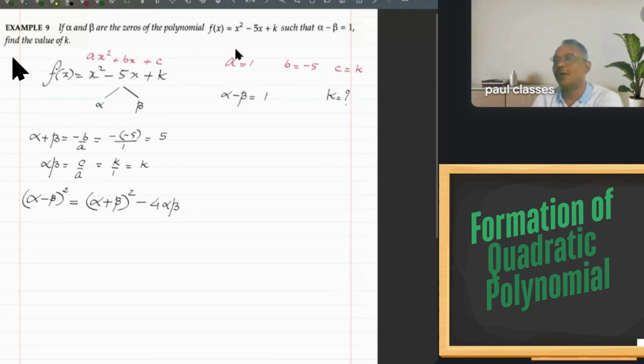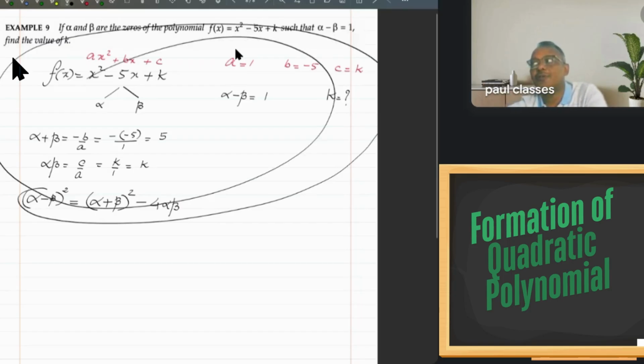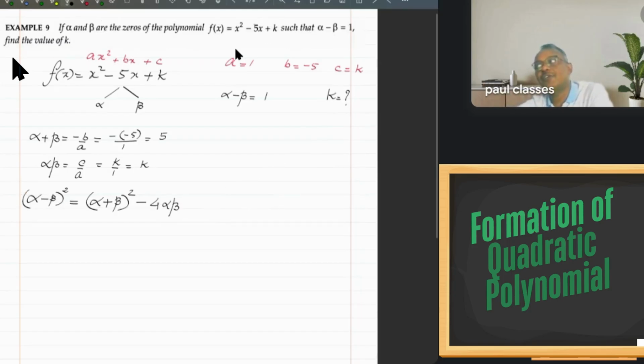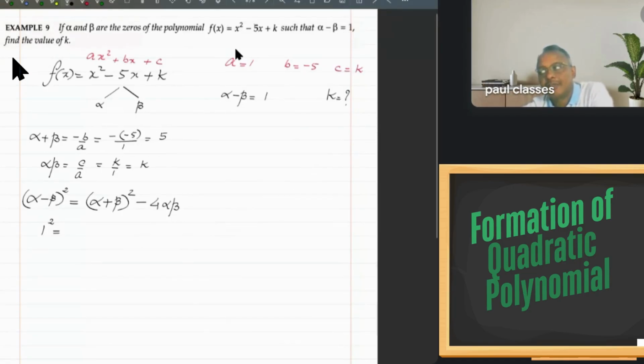अभी आइडेंटिटी का काम हुआ. मुझे बता, कहीं पे भी क्वेश्चन में देख, कहीं पे भी अल्फा माइनस बीटा का वैल्यू दे रखा है क्या? Are you given the value of alpha minus beta? See here. So alpha minus beta is 1, so 1 का स्क्वायर. कहीं पे भी देख अल्फा प्लस बीटा का वैल्यू दे रखा है क्या? What's it? 5 का स्क्वायर. कहीं पे भी दे रखा है कि अल्फा बीटा का वैल्यू, so minus 4k.